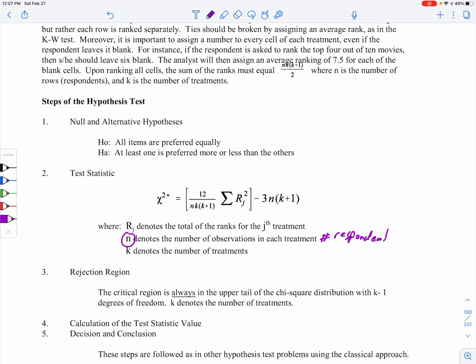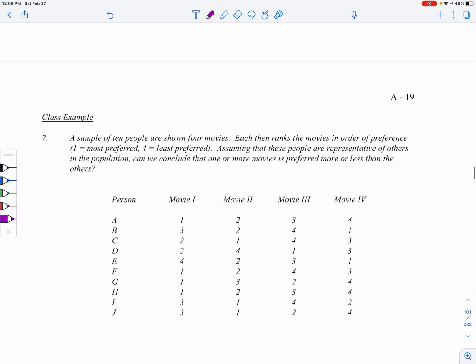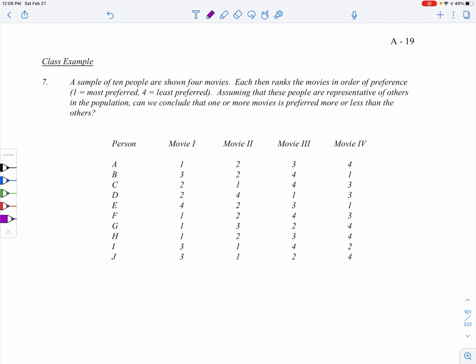Now, it's not always people, of course, that you're sampling, but for the types of things that you'll be doing for your projects, it is. So the number of rows that we have here then. And then the other numbers are ones that you have seen before here. Rejection region is always upper tail chi-square with k-1 degrees of freedom, just like in a Kruskal-Wallis test. And steps 4 and 5 are similar. So let me show you an example of this.